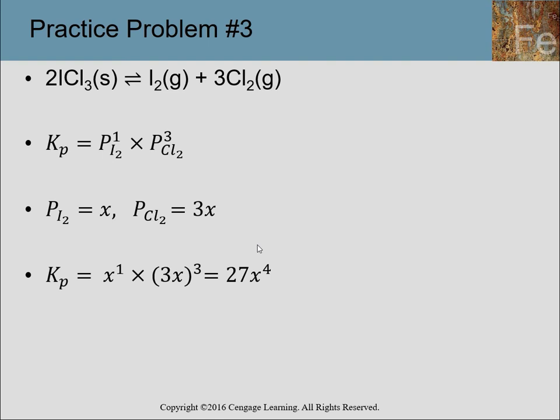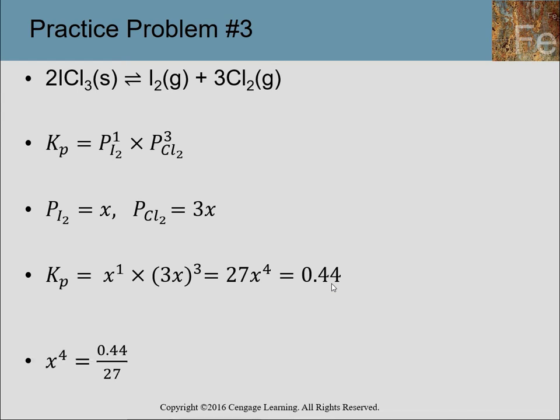Don't get tricked into thinking 3 to the third power is 9. No, 3 to the second power is 9. 3 to the third power is 27. So I find out that Kp, whatever my Kp value was given to me, is going to be 27 times X to the fourth. The Kp value that was given to you is 0.44.